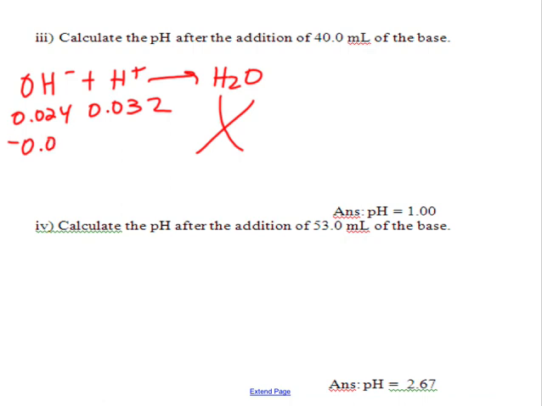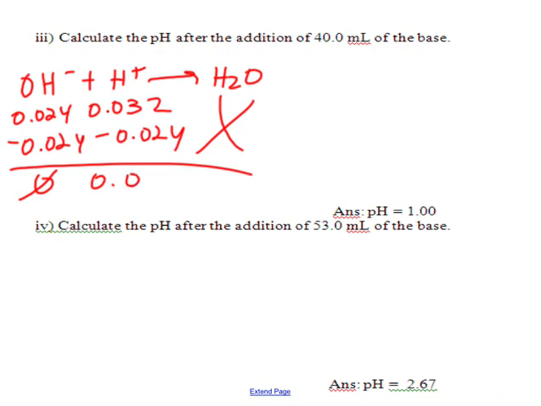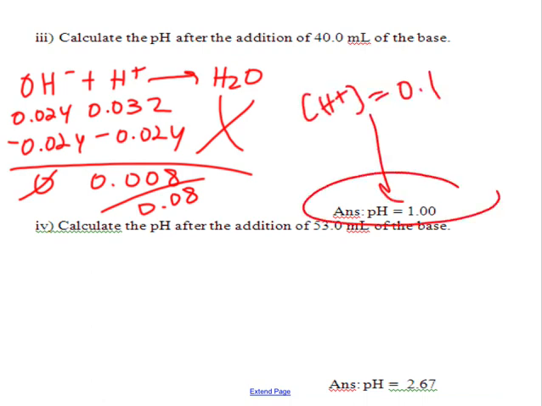So here, minus 0.024, minus 0.024. So we get 0 here, and this is what? All right, so that's our moles. Our total volume is 80, right? 40 in the beaker, 40 here, so 0.08. So that's 0.1. So the concentration of H plus is equal to 0.1. If you take the negative log of that, you should get a pH of 1.